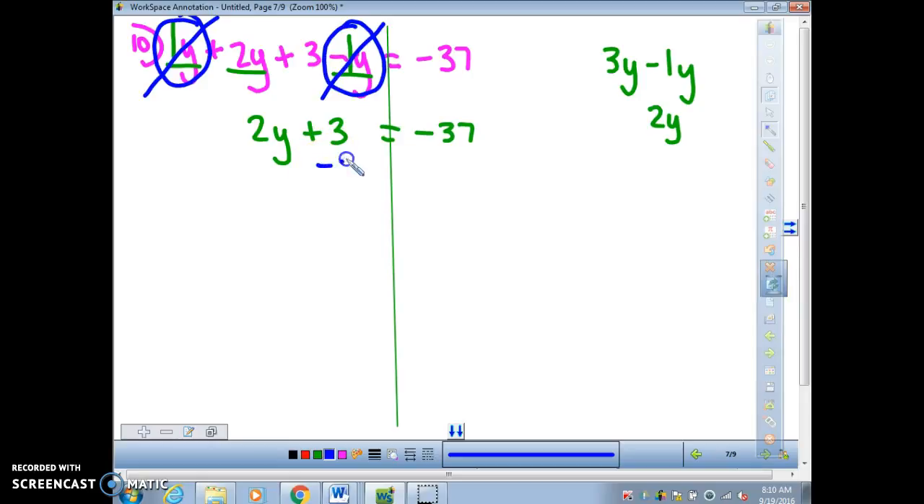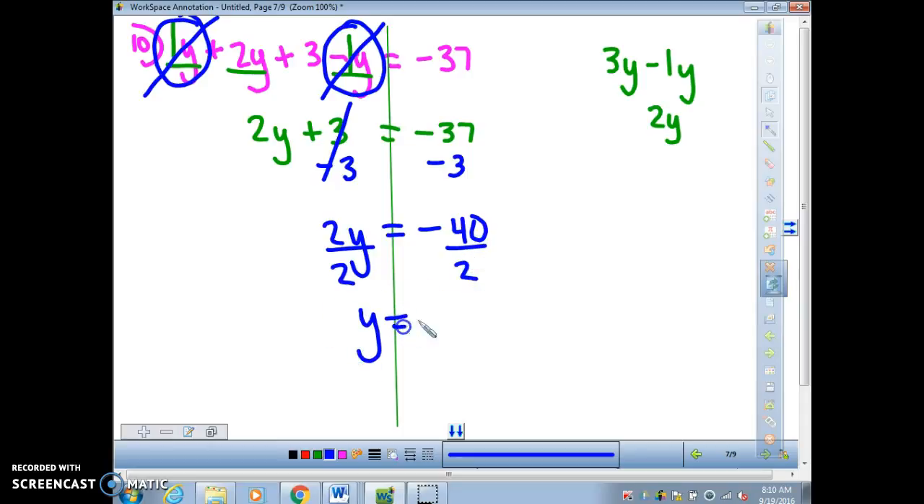So then to finish this up, we're going to subtract 3. We get 2y is equal to, what do we do here? Add or subtract? Add. When the signs are alike, you add and keep the sign. And then divide by 2. And here, am I going to get a positive or a negative as my answer? Negative. Right, negative 20. Okay.